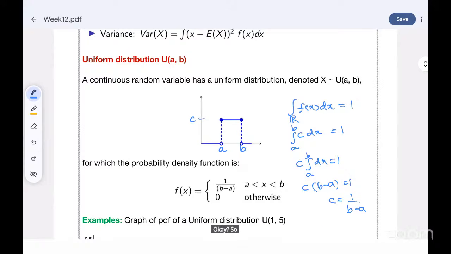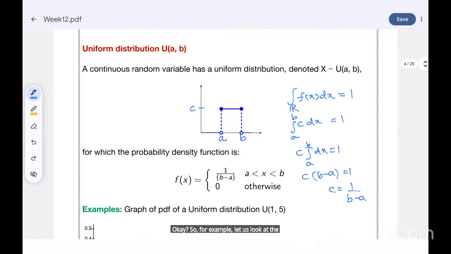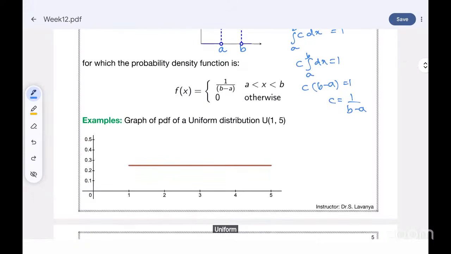Okay. So for example, let us look at the graph of uniform distribution U(1, 5). Between 1 and 5, what value should it take? Here your A is 1, B is 5. So what is your C? Your C is 1 by 5 minus 1, which is 1/4. So 0.25. You see, this is 0.25.